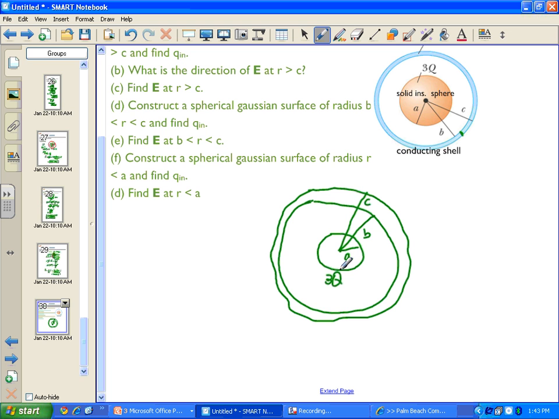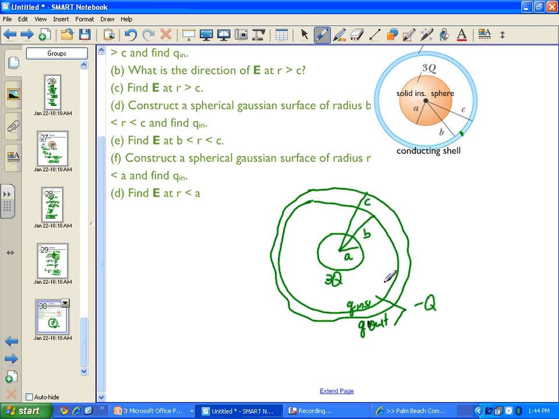On the other hand, the charge of the shell, both on the inside and on the outside, adds up to minus Q. Some of it will be on the inside, some of it will be on the outside, and it's our task to figure out what is on the inside and what is on the outside.